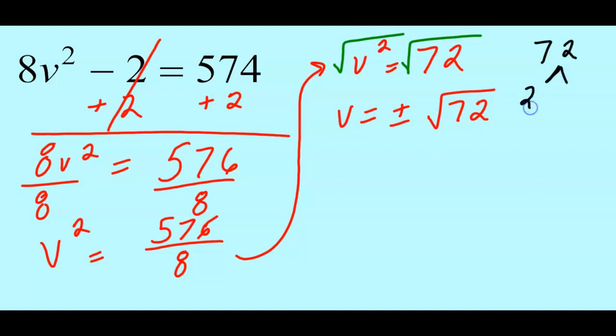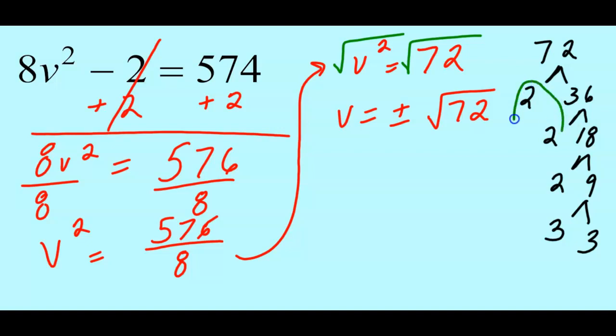So I get 2 and 36. 36 is still even. So 2 and 18, still even. 2 and 9. 9 is not divisible by 2 anymore, so I'm going to go to the next prime number, which is 3. And 3 times 3 gives me 9. Okay, so you want to take pairs of numbers.